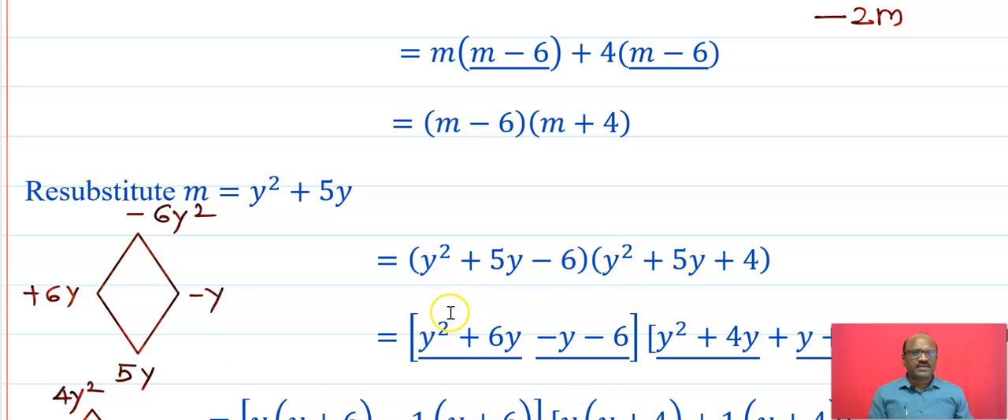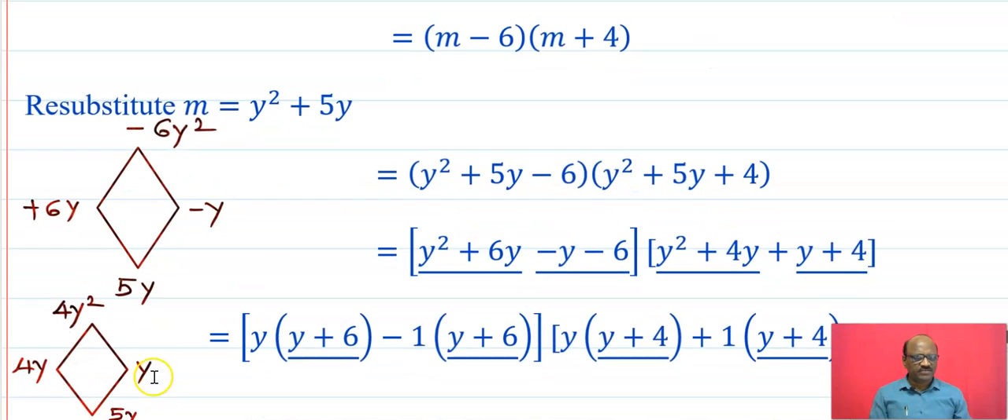Now we will factorize the first bracket. y² into minus 6 is minus 6y². What about the middle term? The middle term is 5y. Which two numbers have sum 5y and product minus 6y²? That is plus 6y minus y. Therefore this 5y is replaced by 6y minus y, minus 6.